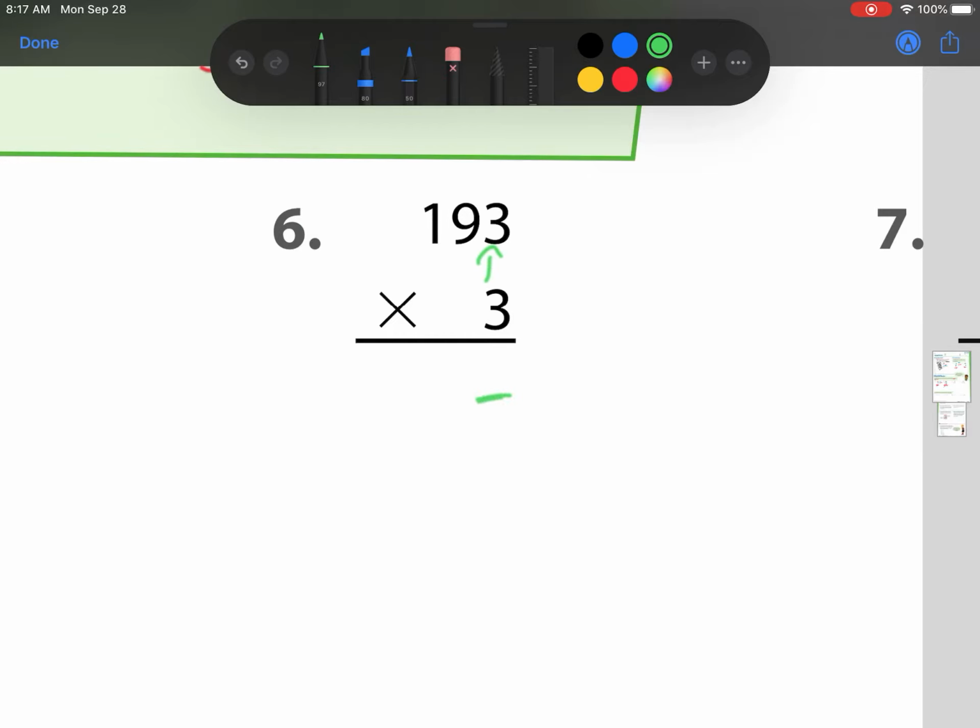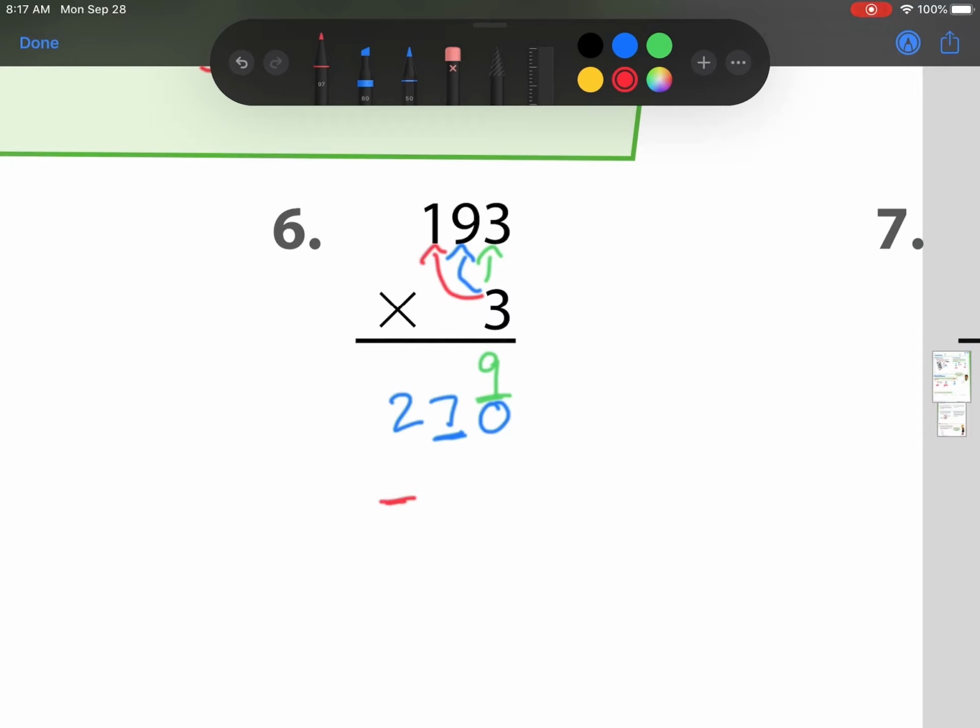Okay, heading over to this one. My ones place value I start, so 3 times 3 is 9. Now I go over to my tens place value, so I'm going to start by writing in that tens place value. 3 times 9 is 27. Then I add that 0 to move it over to the tens place value. My last one, 3 times my hundreds, so I'm going to put in the hundreds.